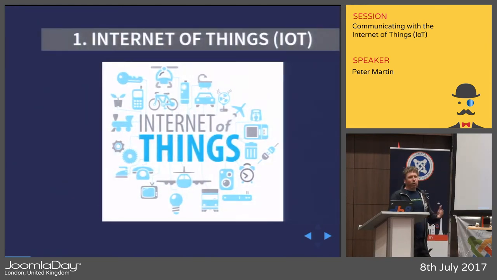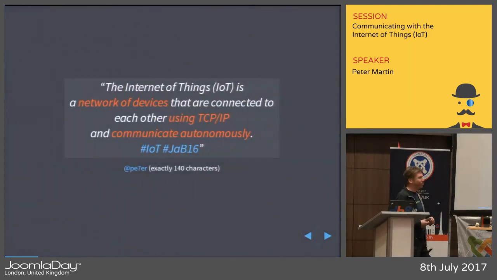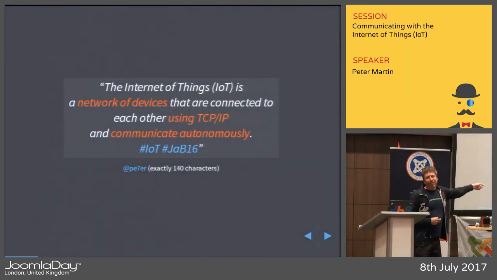If we talk about Internet of Things, what's your feeling about Internet of Things? What is it? It's a lot in the news because of security issues. I found a really nice definition on Twitter after I posted it myself. It's a network of devices that can communicate with each other autonomously.